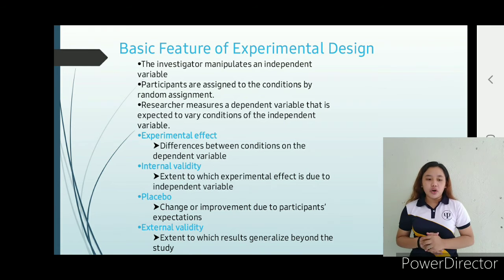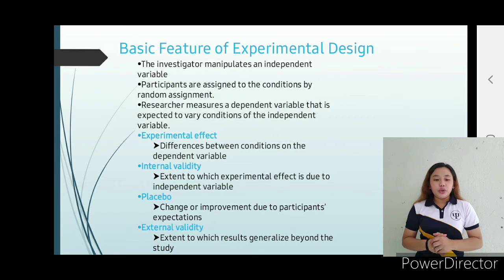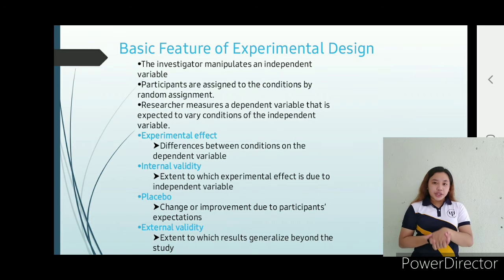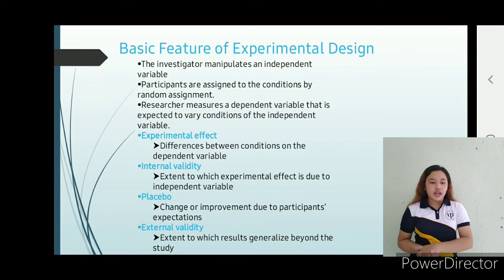Next is the placebo. Placebo is a change or improvement due to participants' expectations. Next is external validity. External validity is the extent to which results generalize beyond the study.